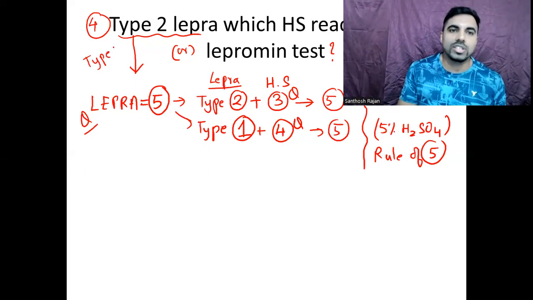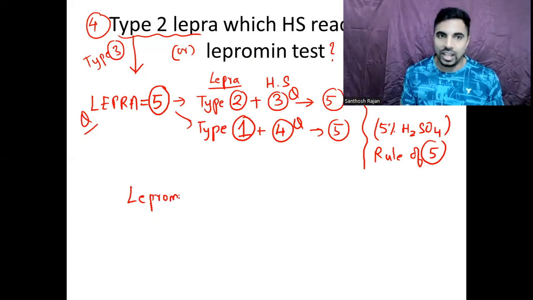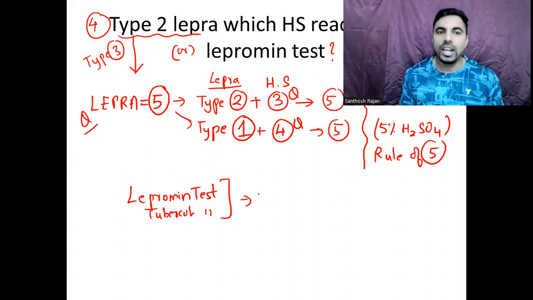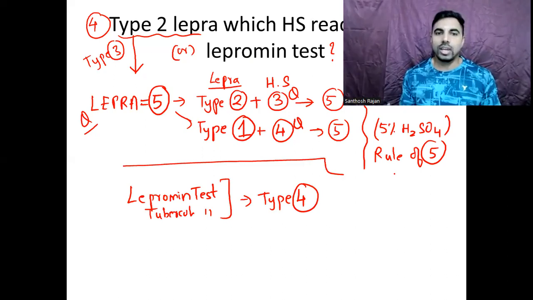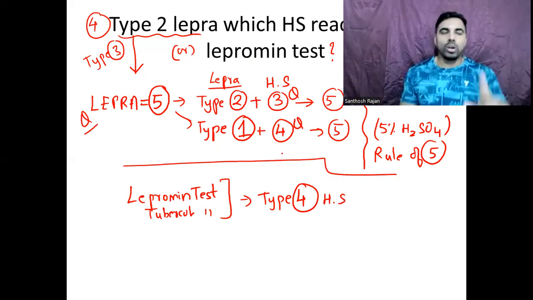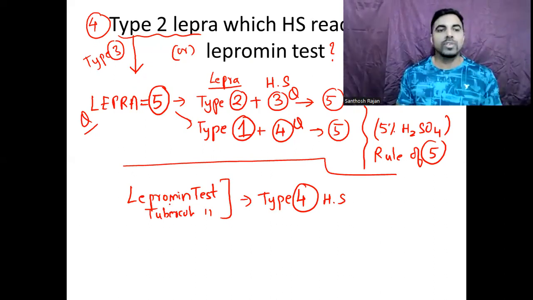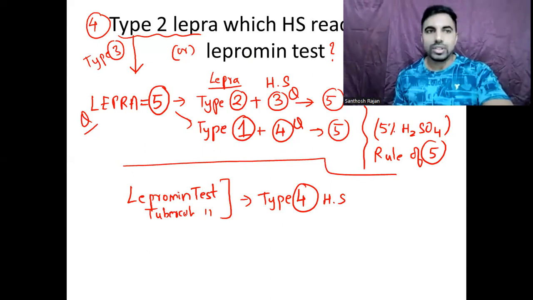But if they ask about the lepromine test, you know that one. The lepromine test and your tuberculin test. These two tests come under type 4, delayed hypersensitivity. So it is type 4 hypersensitivity reaction, delayed hypersensitivity. That is a different one. If it's type 2, then it's third hypersensitivity. If it's lepromine or tuberculin, then it is fourth. Okay, right? That's it. So that's one question.